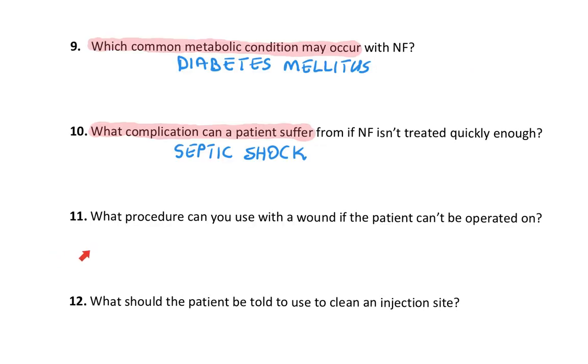Question number 11. What procedure can you use with a wound if the patient can't be operated on? So, we are looking for a procedure, okay? That means an intervention or other management. This is not medication. So we go to the text that contains supportive care. It's not about information, so don't go to text D. It's not about NF, don't go to text A. It's not about antibiotic, don't go to text B. It's about supportive care, so go to text C. We look for procedure. We use wound as a keyword and also operation as supporting idea.